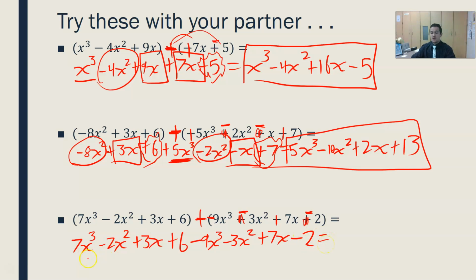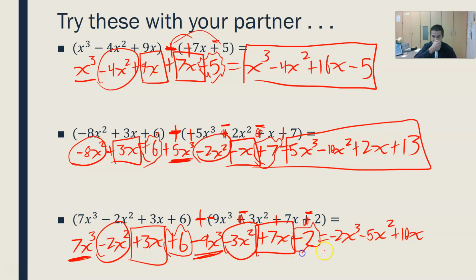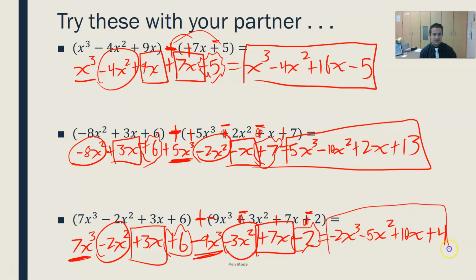Okay? So now again, looking for my like terms, I have 7x cubed and negative 9x cubed, which is negative 2x cubed. I have negative 2x squared and negative 3x squared, which is negative 5x squared. I have 3x, let me put a box around that one. I have 3x plus 7x, which is a plus 10x. And then I have a positive 6 and a negative 2, which makes a positive 4. So I'm left with negative 2x cubed minus 5x squared plus 10x plus 4.